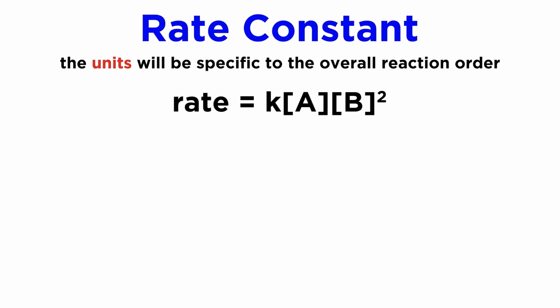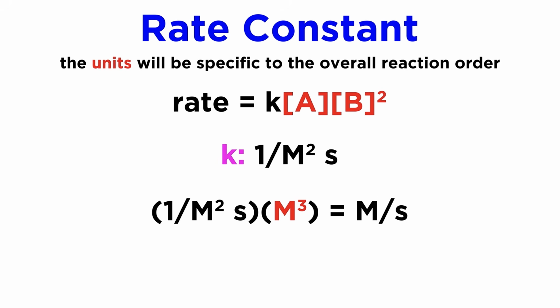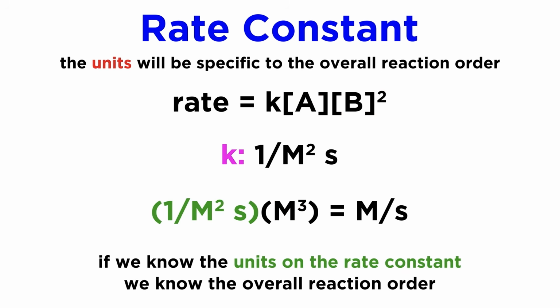Looking at this particular reaction, the units on k must be 1 over molar squared times seconds, since there will be molar cubed in the numerator. Likewise, this means that if you know the rate constant, you must also know the overall reaction order. Just see how many powers of molarity have to be in the numerator to result in a rate of molarity per second.